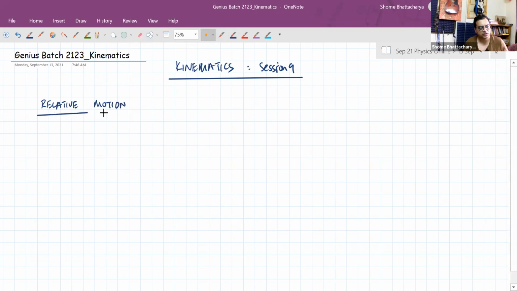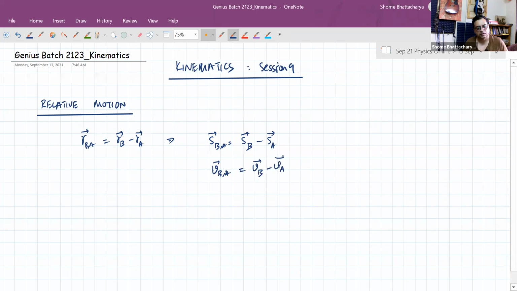So, we had seen that the position of one body with respect to another, let's say for B with respect to A, is the position in the absolute frame minus the position of A in that absolute frame. So from this we get displacement. Relative displacement is displacement of B in the ground frame or absolute frame minus displacement of A in the ground frame. Velocity has a similar equation, and acceleration has a similar equation.